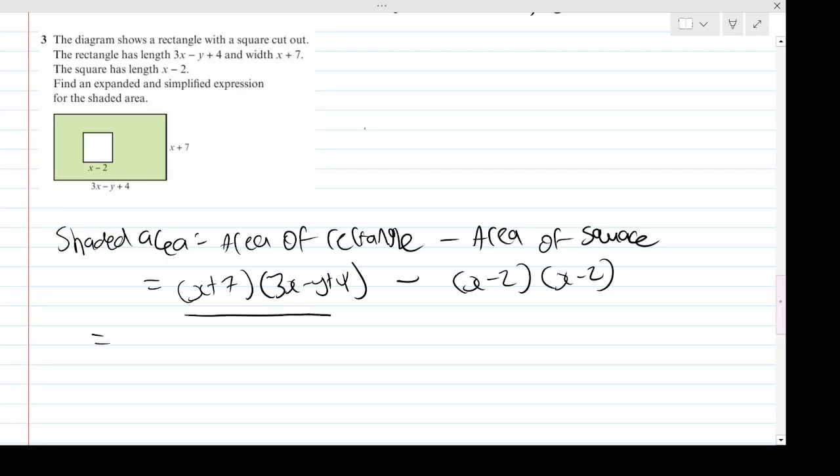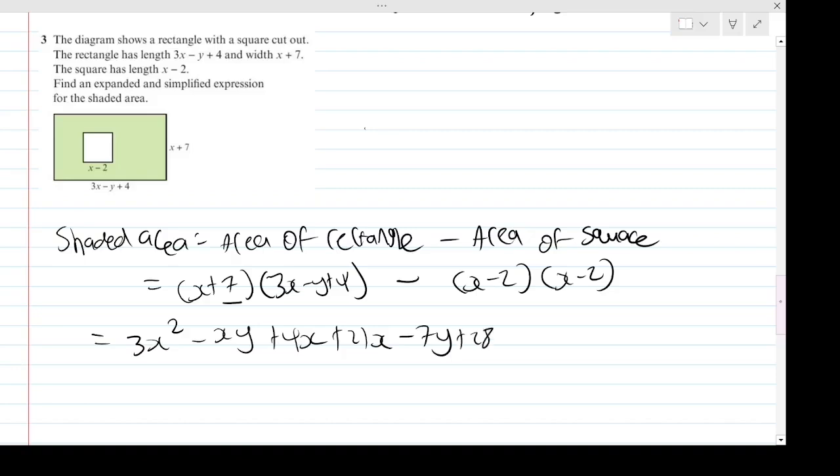So firstly, let's deal with the first set of brackets for the rectangle. So firstly, the x, then I'm going to times by each term in the other bracket. So x times 3x is going to be 3x squared. Then x times minus y is minus xy. And then x times 4 is plus 4x. Then we're going to have to deal with the next part, 7. So 7 times 3x is 21x. 7 times minus y is minus 7y. And 7 times 4 is plus 28.